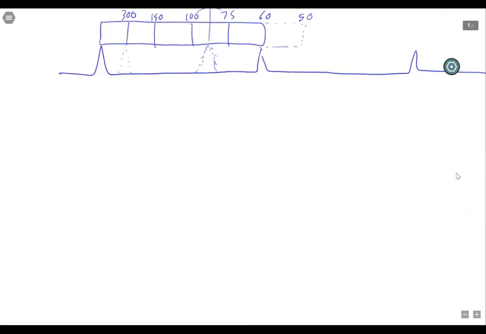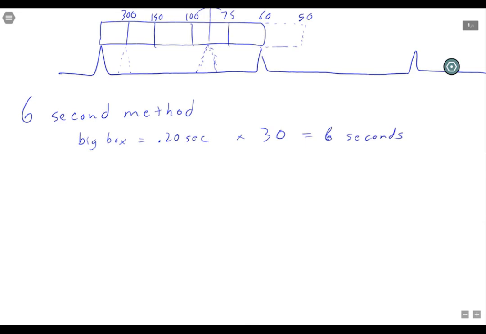So what we want is a more accurate way to do this, and a way that we can use when the rhythm is irregular. And that's where the 6-second method comes in. So remember, a big box is 0.20 seconds in duration. So if we had 30 big boxes, that's 6 seconds. So if we know how many heartbeats we had in 6 seconds, if we could multiply that by 10, well, that's 60 seconds. That's 1 minute. So that would tell us our heart rate in beats per minute.